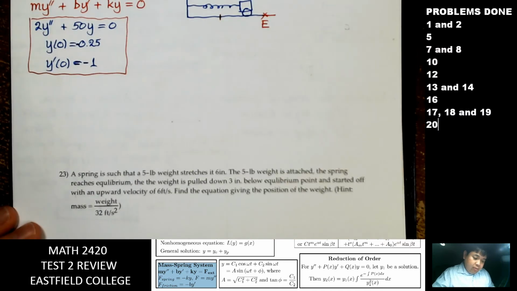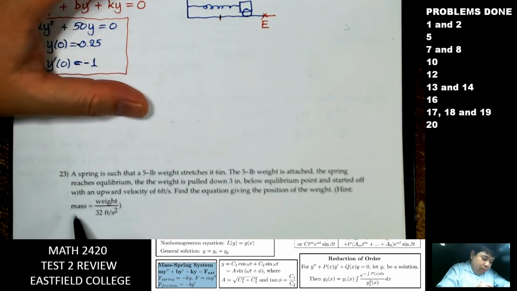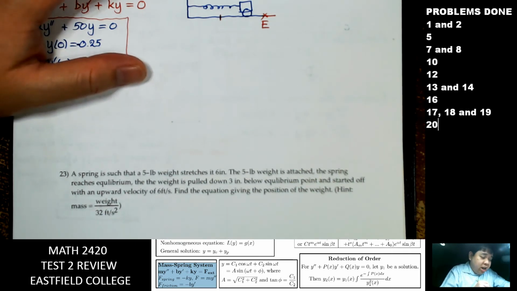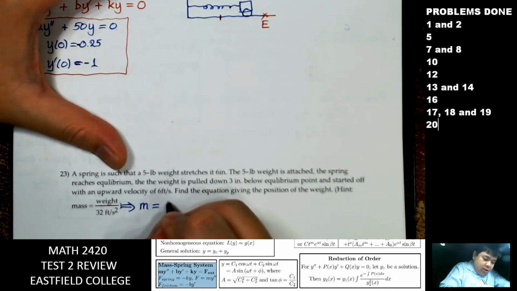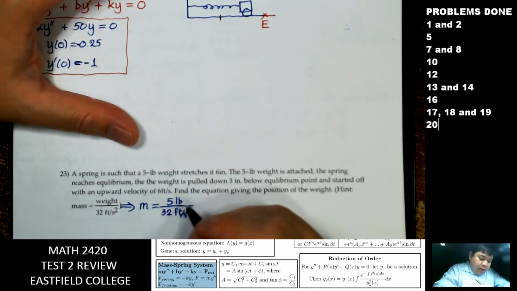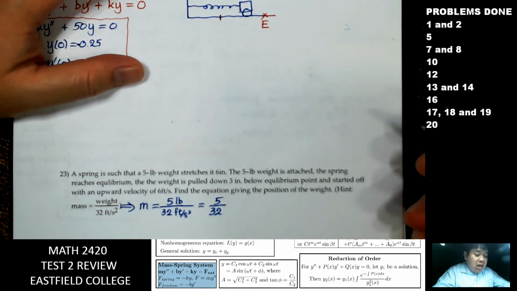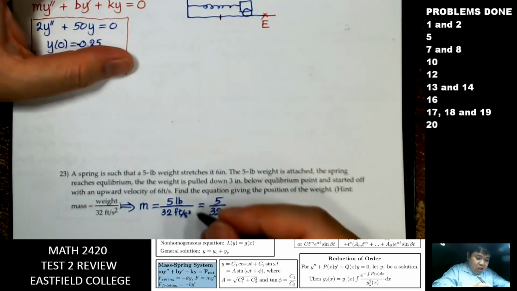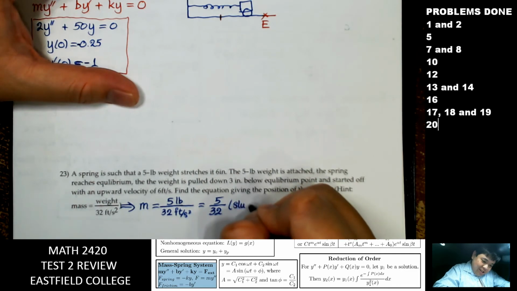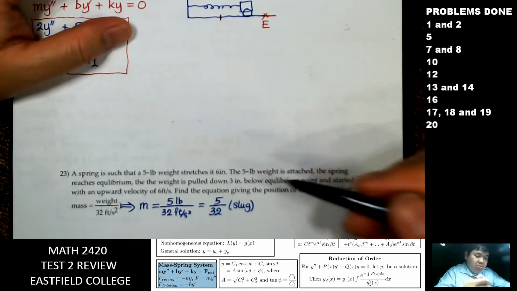By the way, we just have the weight. So the mass is equal to weight divided by 32 feet per second squared. So we have the mass equal to 5 pounds over 32 feet per second squared. Let's just write 5 over 32. The unit for mass in the foot-pound-second unit, or the English unit, is going to be slug. Don't worry about the unit, that's just the mass.